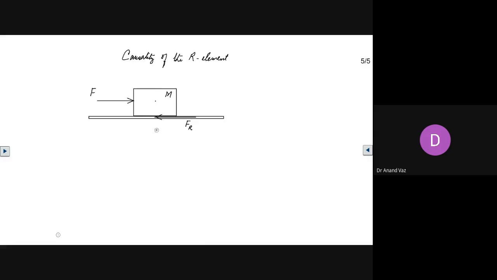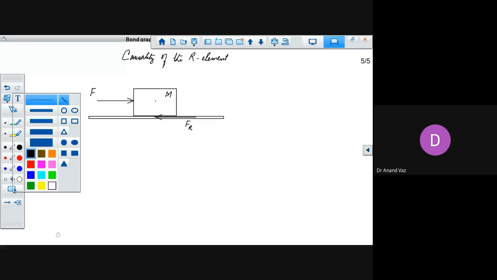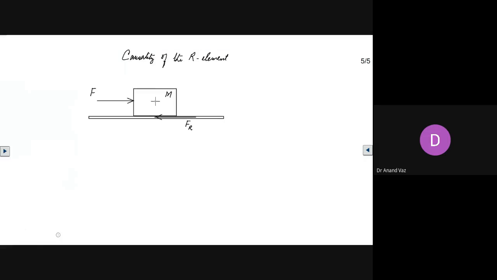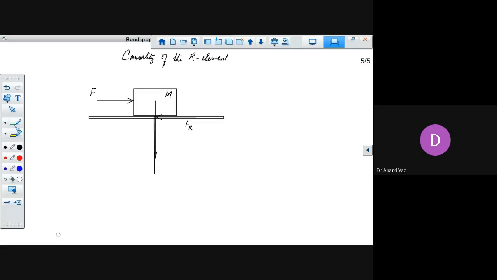And we know that it depends upon the normal reaction. If you have the weight of this block given by mass multiplied by the acceleration due to gravity, this is the weight, and there's going to be a normal reaction. In this case, it will in fact just be balanced by this weight.